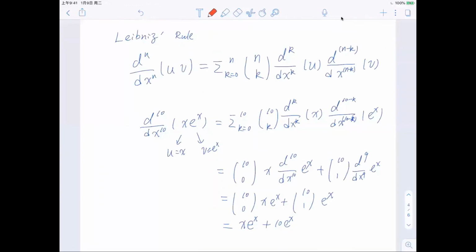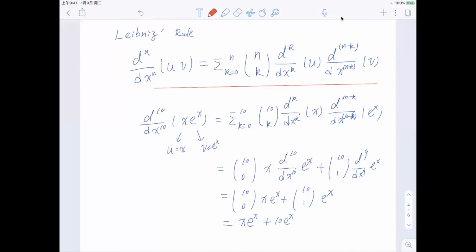Now let's look at Leibniz rules. Leibniz rules are used to calculate higher order derivatives. So if we have a product of two functions and we want to take the nth order derivative, we can use Leibniz rules like this.